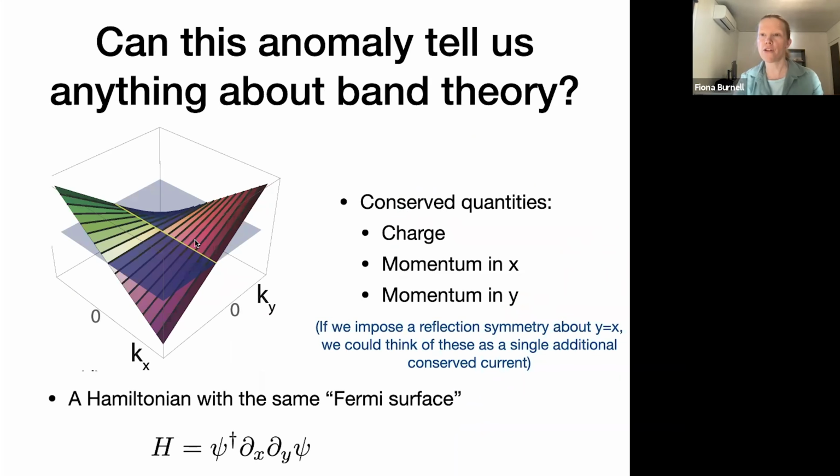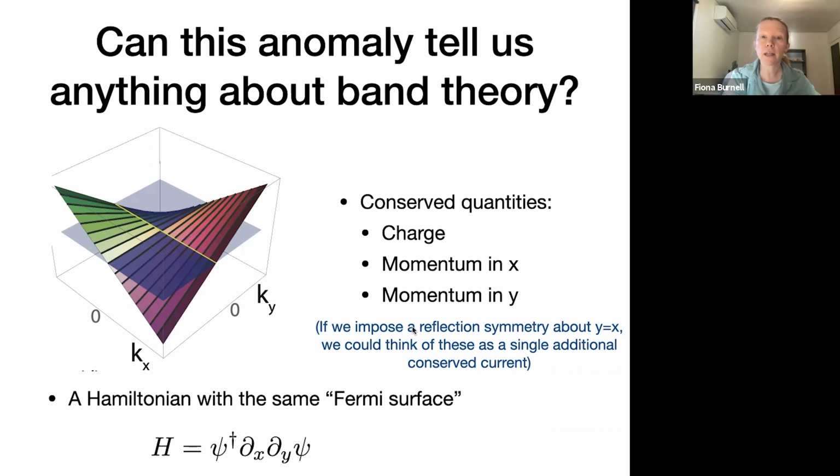Instead of a JXY, which is a single quantity, what this system naively has is a current in X, momentum in X, and momentum in Y. So for now, we're going to think of those as replacing JXY. Later on, I'll say something about how if we actually impose this reflection symmetry, and particularly when we look at the bulk theory, we get something that looks very close, but they're not the same.